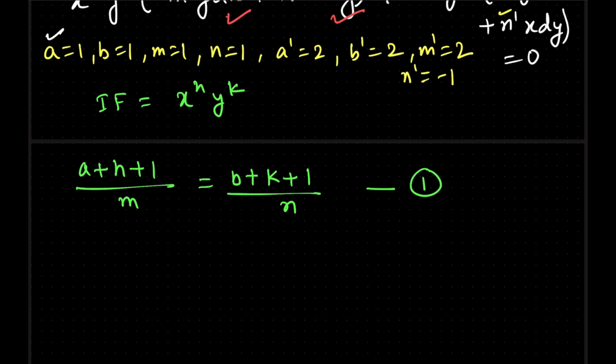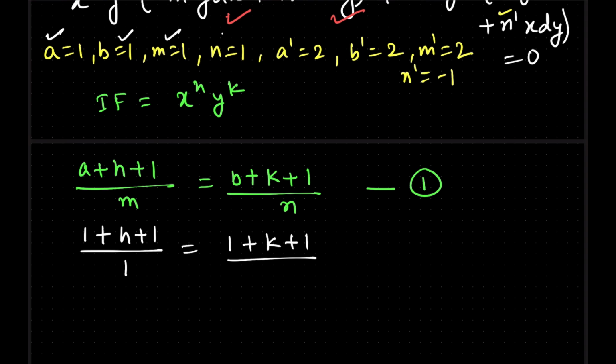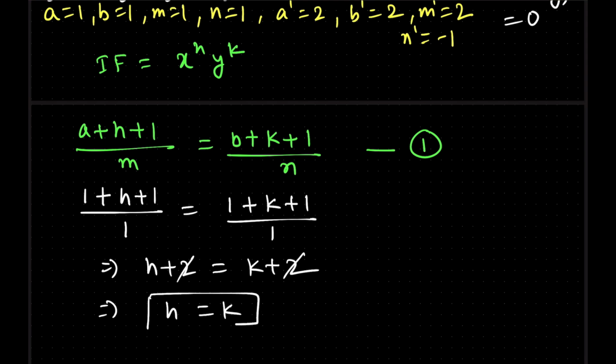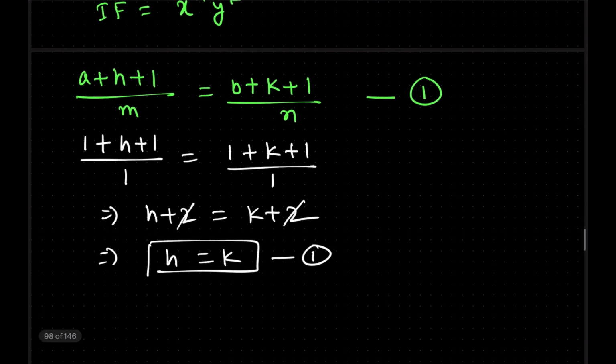Let's solve it. Substitute the value of a is equal to 1, for m substitute 1, for b substitute 1, and for n substitute 1. You can see that here you get h plus 2 is equal to k plus 2. Here 2 and 2 will get cancelled, so h is equal to k. This is your first relation.